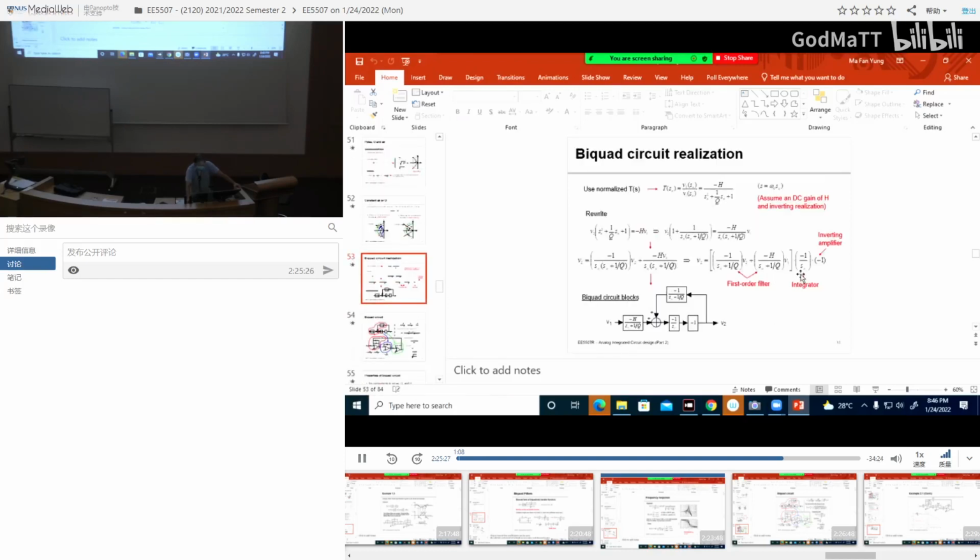So how do we actually implement this biquad? Previously we talked about the bilinear, how to implement Z1, Z2, which can be resistor and capacitor. This is how we implement a bilinear.